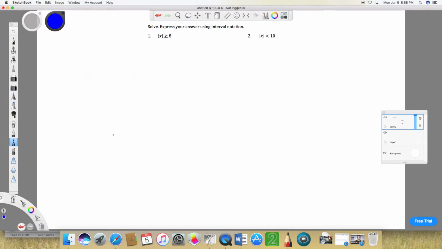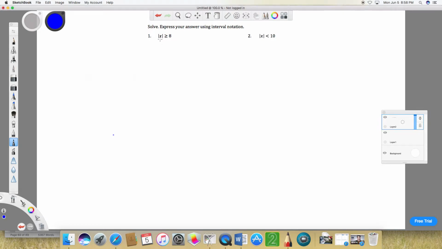So here, when it's pointing away from the absolute value of x, then I know on my number line I'm going to be shading in the tails of my number line, similar to when we had the quadratic inequalities. When the arrow is pointing towards the absolute value, I'm going to be shading towards the center of that number line. So hopefully that'll become more clear as we go through the solution of these two problems.